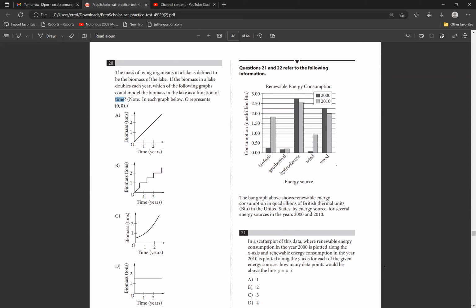So let's see here. This one's linear, right? This one's linear, and C is exponential, right? All right, so let's see here. The mass of a living organism in a lake is defined. If the biomass in a lake doubles each year, the biomass is doubling. So this is 0, 0. This is 1, 1. This is 2, 2, 3, 3, 4, 4. That's linear.